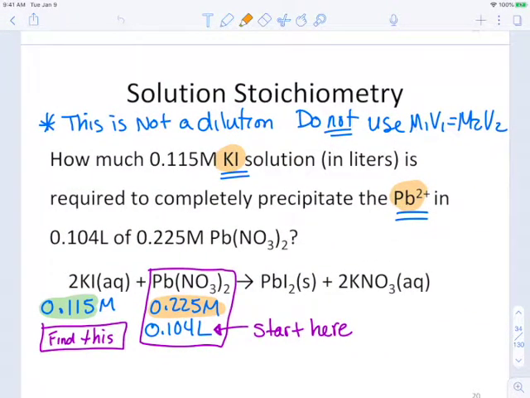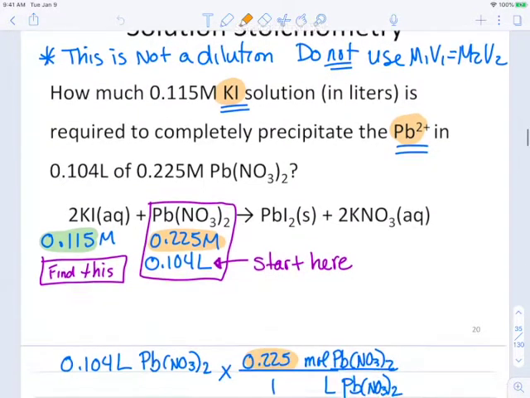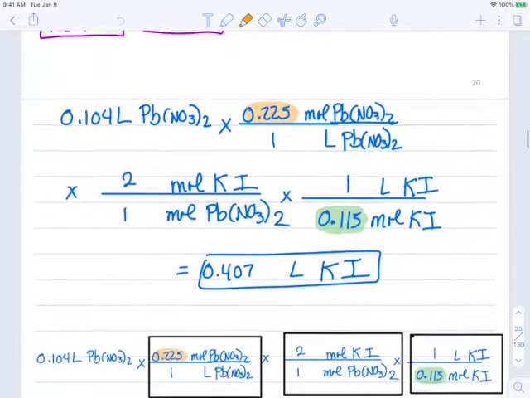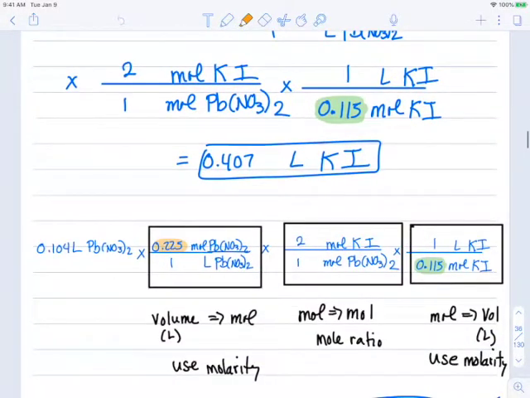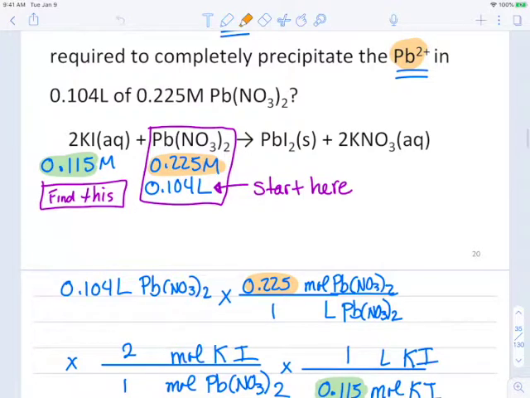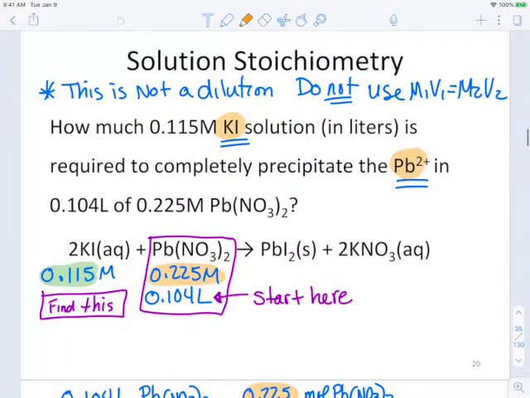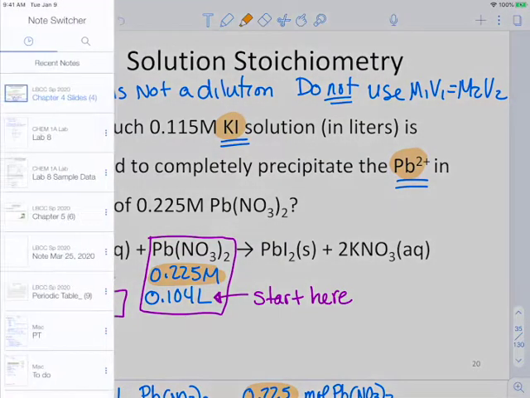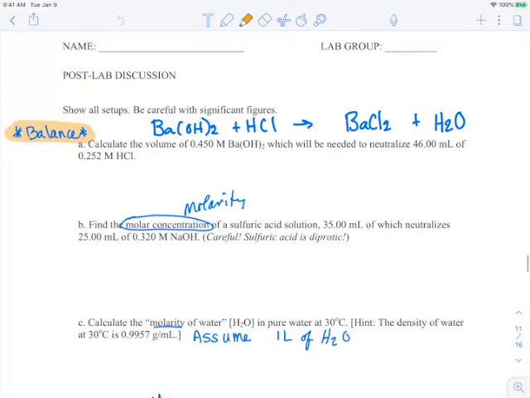Here is your solution stoichiometry problem. So this is slide number 20 in chapter 4. And here was a problem where we had to find the volume of KI that needed to react with our lead nitrate. So again, this is your solution stoichiometry problem, slide 20 on chapter 4. This will help you out with that first problem in the lab, but don't forget to balance that equation.